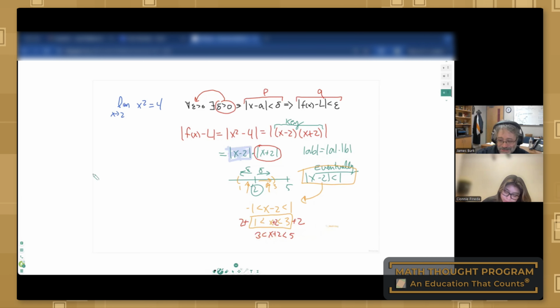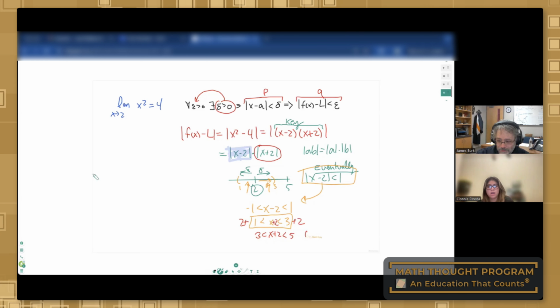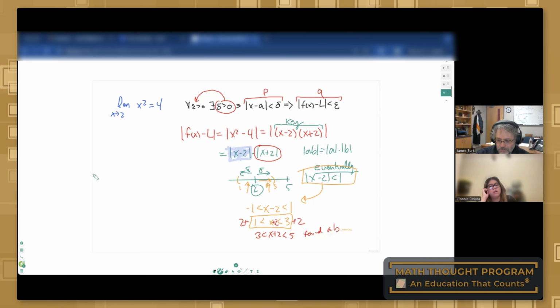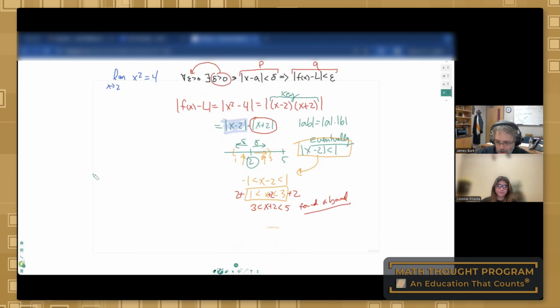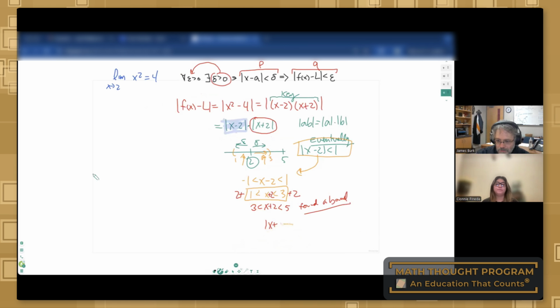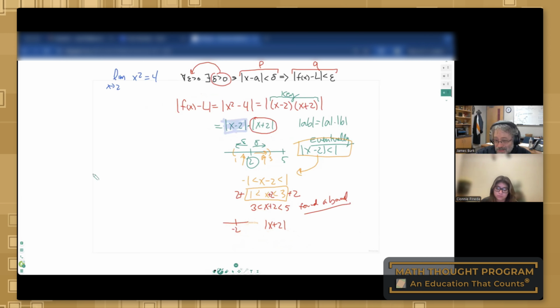And you know what we just did? We found a bound. In fact, we found an upper bound. So the magnitude of x plus 2, remember, I'm looking at the center, it's really over at -2, or as I'm looking around the open ball, it's no bigger than 5.